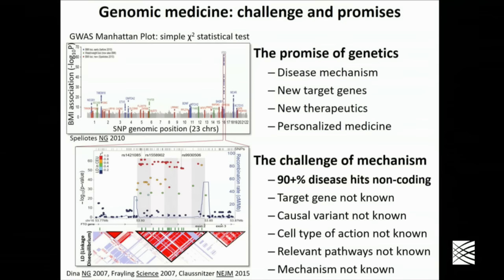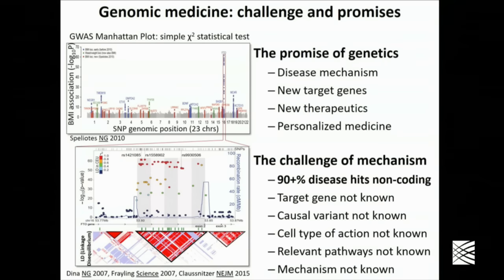So the challenges that we're going to be addressing in this primer are: how do we start from a genetic region of association and look for the target gene? In this particular case, it's two different genes very, very far away. How do we find the causal variant?